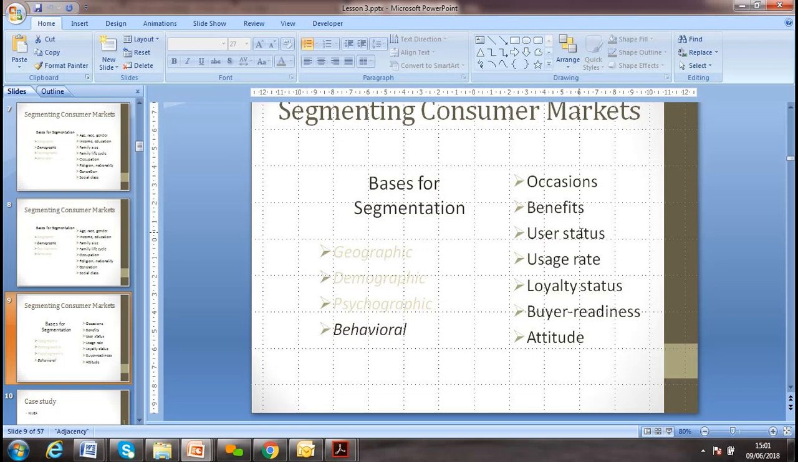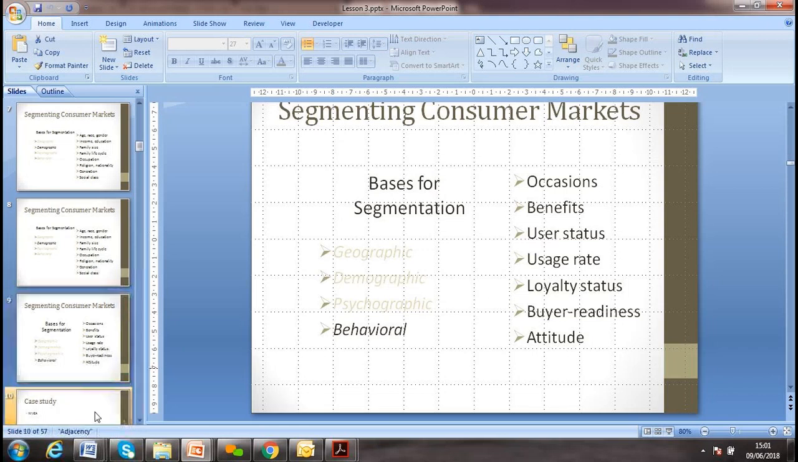So different, you know, fashion design shops, usage rate, loyalty status, buyer readiness, attitude towards the product, like foreign products. A lot of people use it, but in some countries maybe they hate it. For some products we need to look around the behavior-wise.